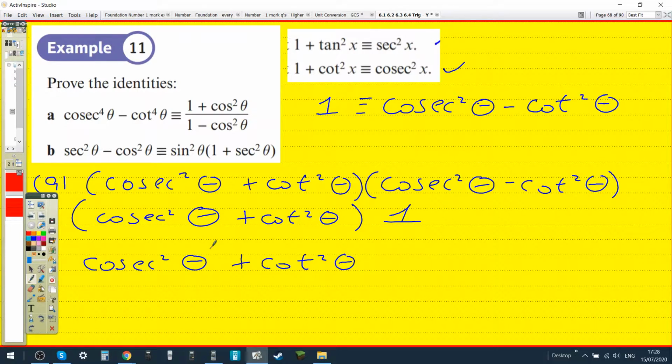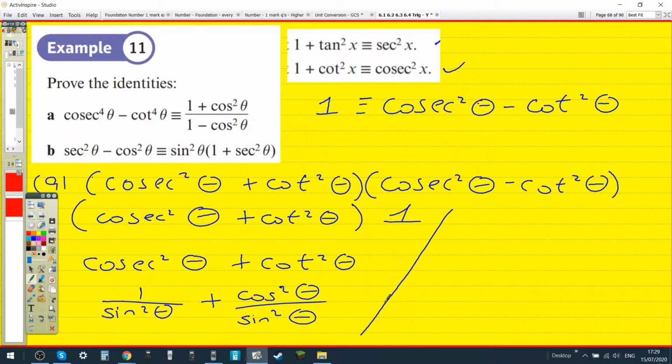Cosec is the same as 1 over sine, 1 over sine squared theta. What about cot? The same as 1 over tan squared theta. And in terms of sine and cos? Is it cos squared theta over sine squared theta? Very good. What is next? So we're adding that. Then you can just write 1 plus cos squared theta over sine squared theta.